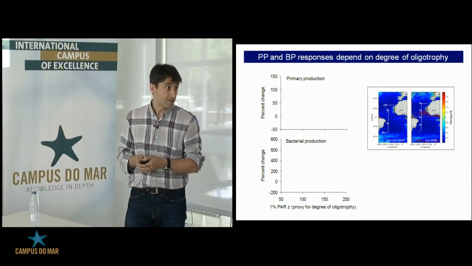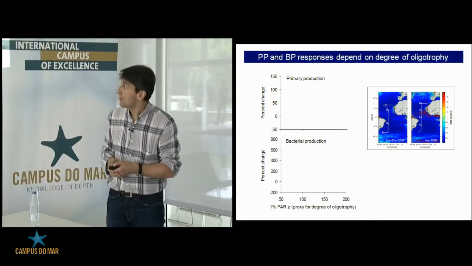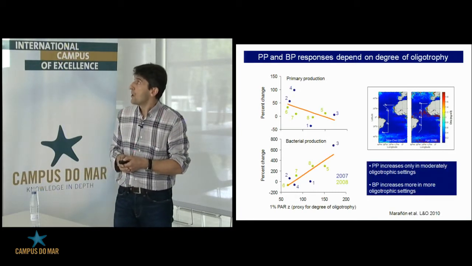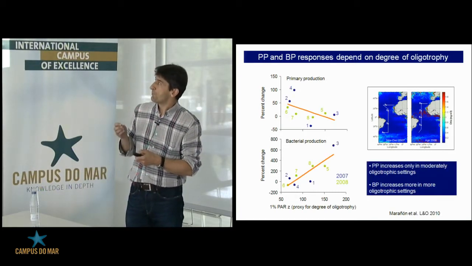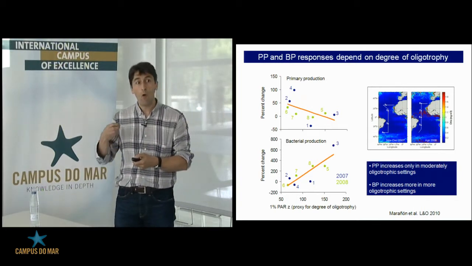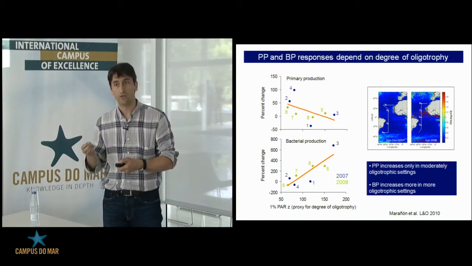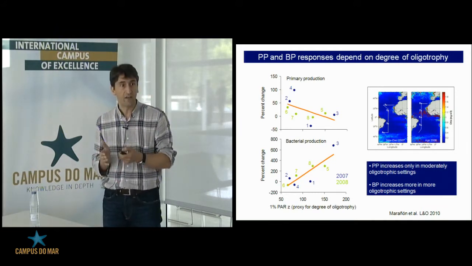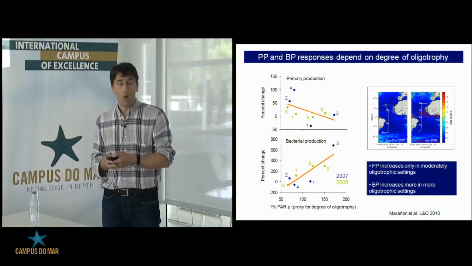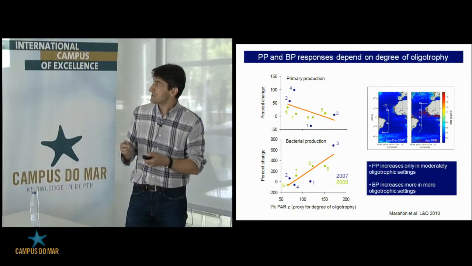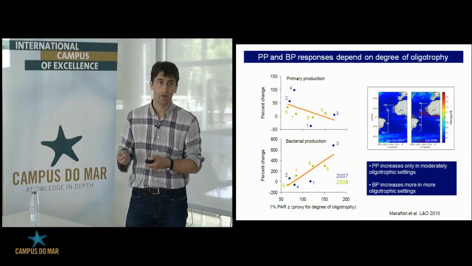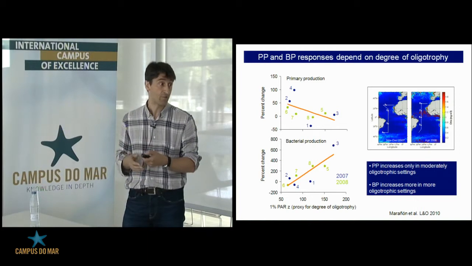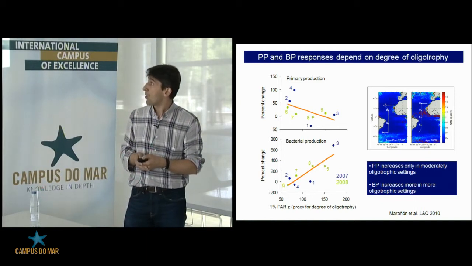And when we plotted the response of primary production and bacterial production against the depth of the euphotic layer, which I insist is just a proxy for the degree of oligotrophy, we found that primary production tends to be more responsive to the dust addition in moderately oligotrophic systems, whereas bacterial production tends to be more responsive, and in fact dominates the response of the biota in more oligotrophic settings.